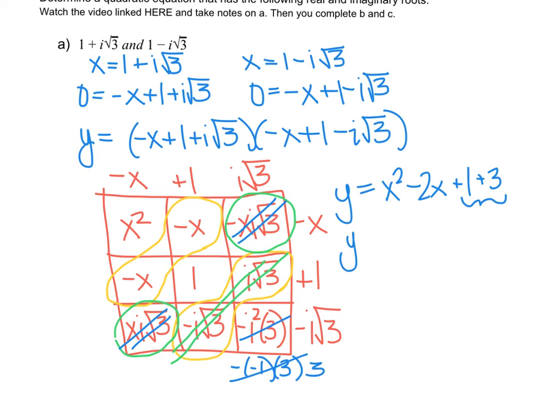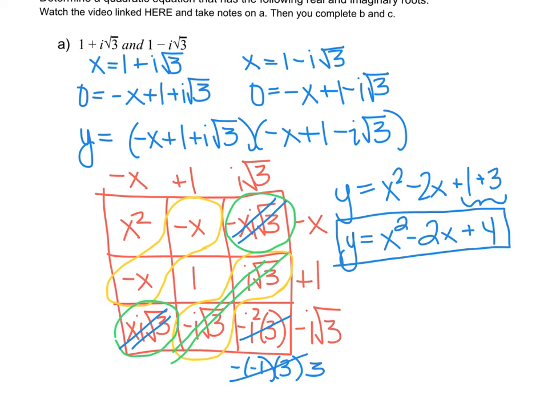And you can see this went from something really complicated to, once we multiplied those two complex numbers out, we actually got a quadratic equation that doesn't involve any complex or imaginary numbers at all. So here's what we figured out, that the quadratic equation y equals x squared minus 2x plus 4 has two complex roots, and they are 1 plus i root 3 and 1 minus i root 3.